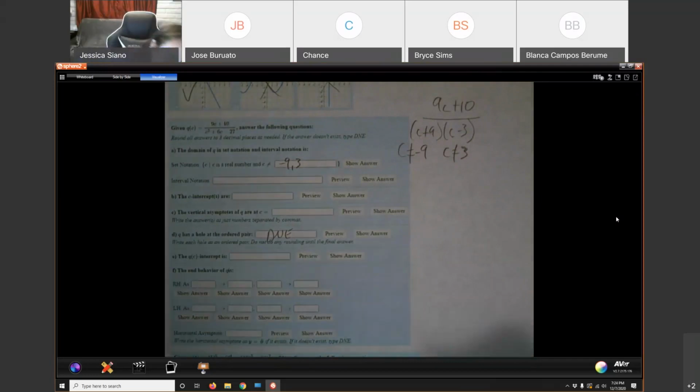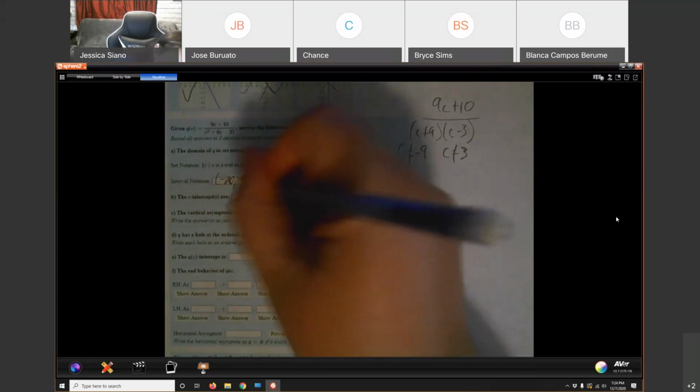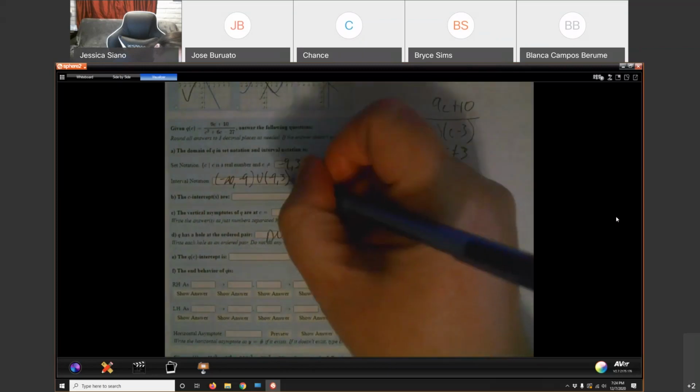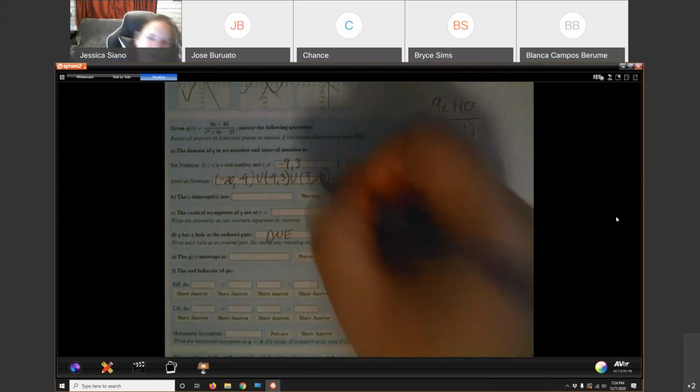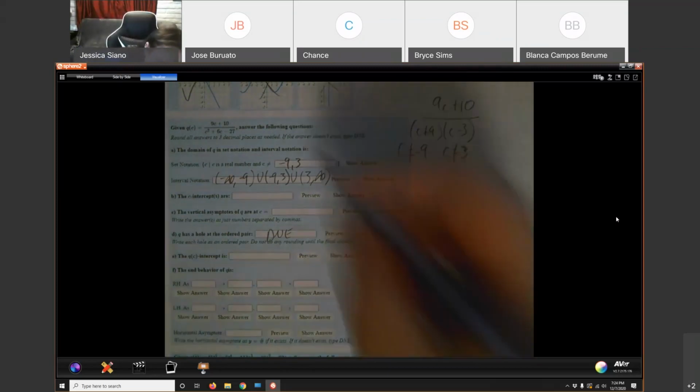And then in interval notation, we would say all the numbers to the left of negative 9, all the numbers in between negative 9 and 3, and all the numbers to the right of 3. And that negative 9 and 3, those are my vertical asymptotes.